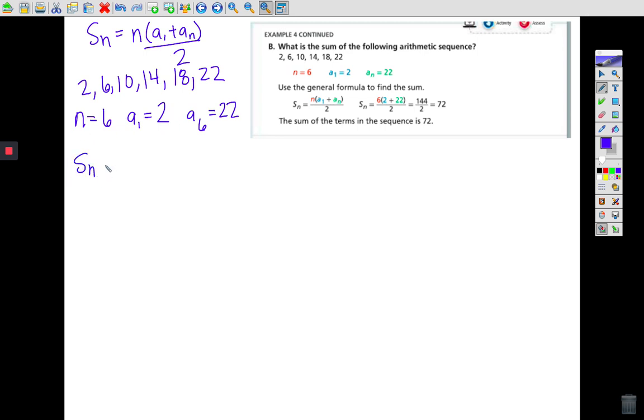So the sum of these 6 numbers should be 6 times 2 plus 22, divided by 2. You can put the top part in your calculator and then divide it by 2. You can put it all in the calculator as one big thing. And what do we get as the sum of all 6 of these numbers? 72 is correct.